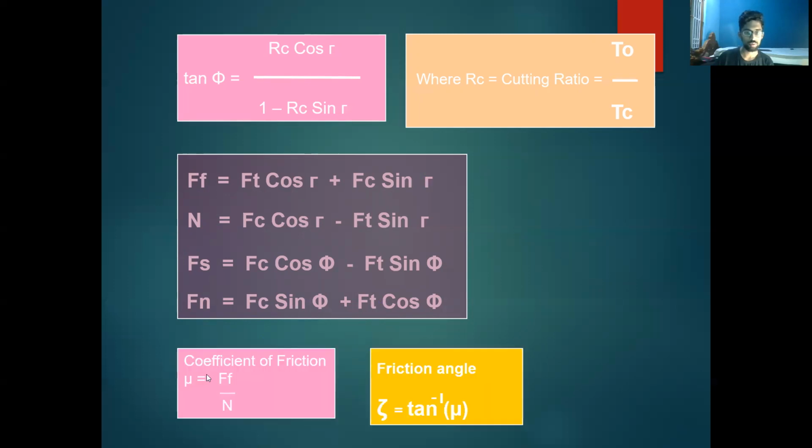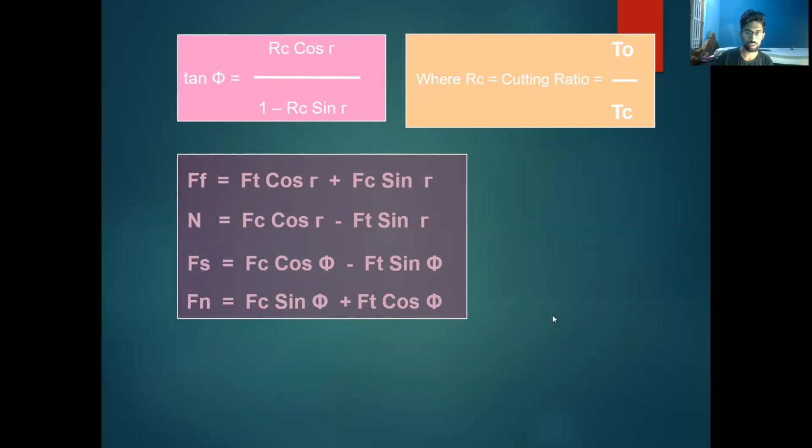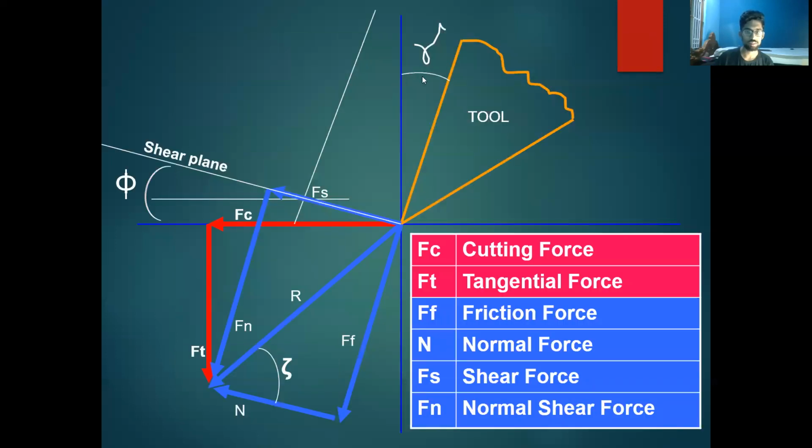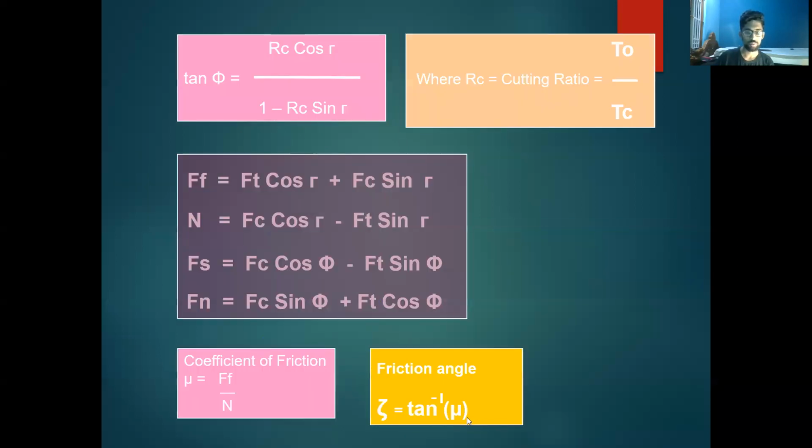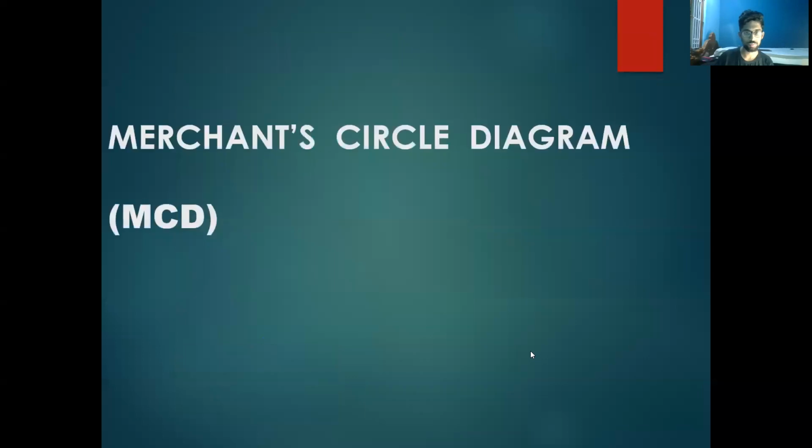Next, the coefficient of friction. These are the formulas for the coefficient of friction and then the friction angle. You can see here this is the friction angle, and it can be obtained as the friction angle is equal to tan inverse of the coefficient of friction.